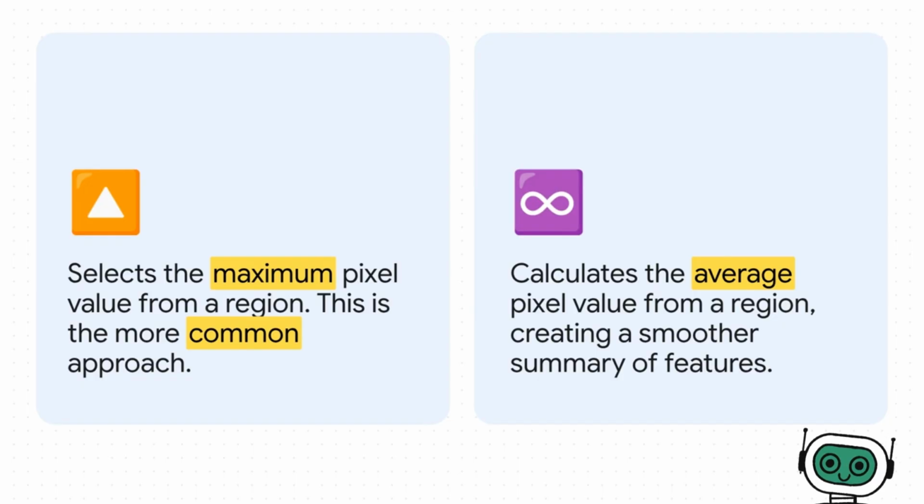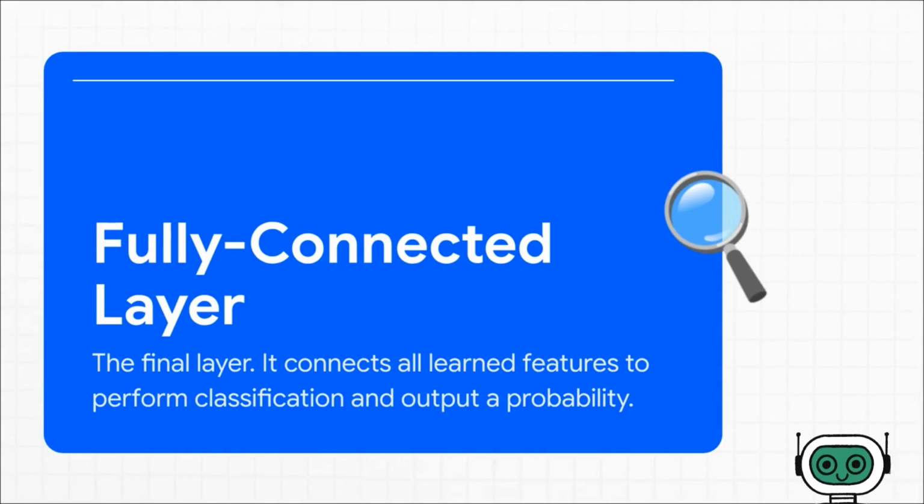This does two great things. It makes the network way faster, and it also helps it recognize an object even if it's moved around a bit in the frame. So after a few rounds of convolution and pooling, the network has built up a really rich set of features. Now it's time for the final verdict. That happens in the fully connected layer. This layer takes all that high-level information, the ears, the whiskers, the fur texture, and weighs it all to make a final call. It's the part that says, okay, given everything I've seen, I'm 85% sure this is a cat.